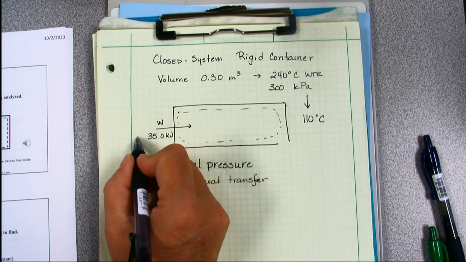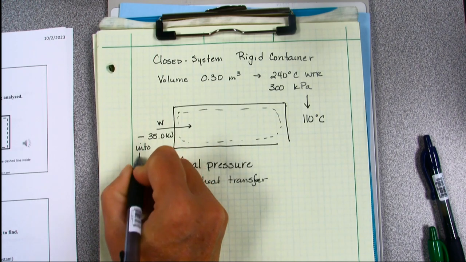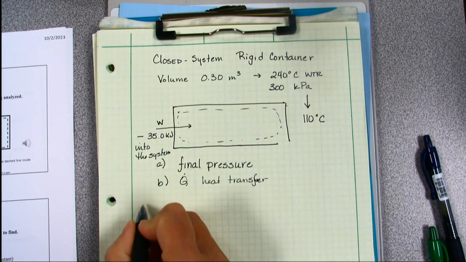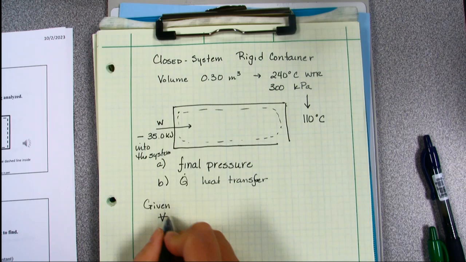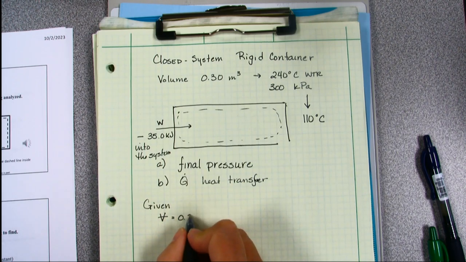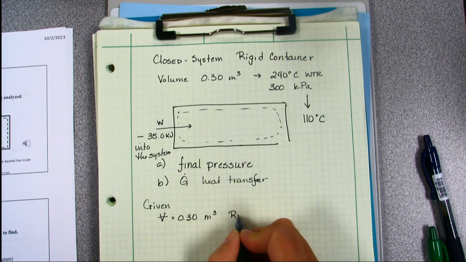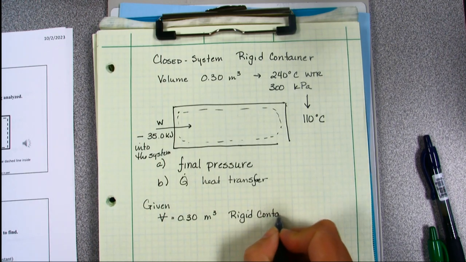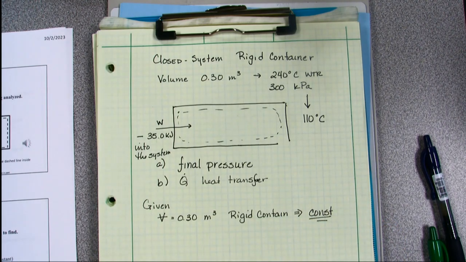And this work we're going to make negative because it's going into the system. So our givens is our volume. And since it's a rigid container, this is going to imply that it's constant. So we're not going to have a change in volume.